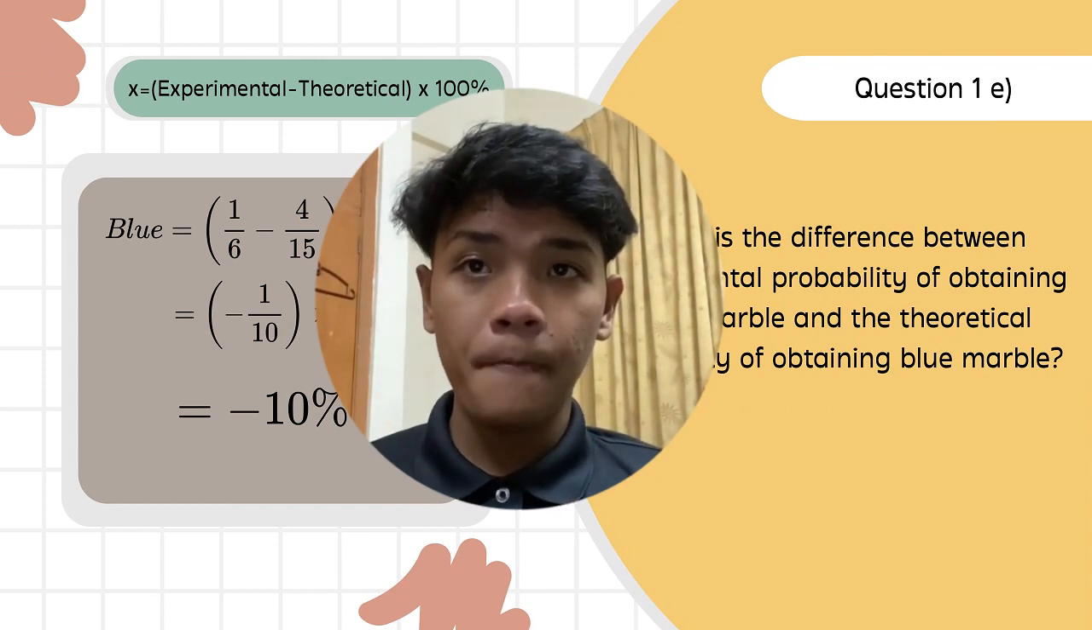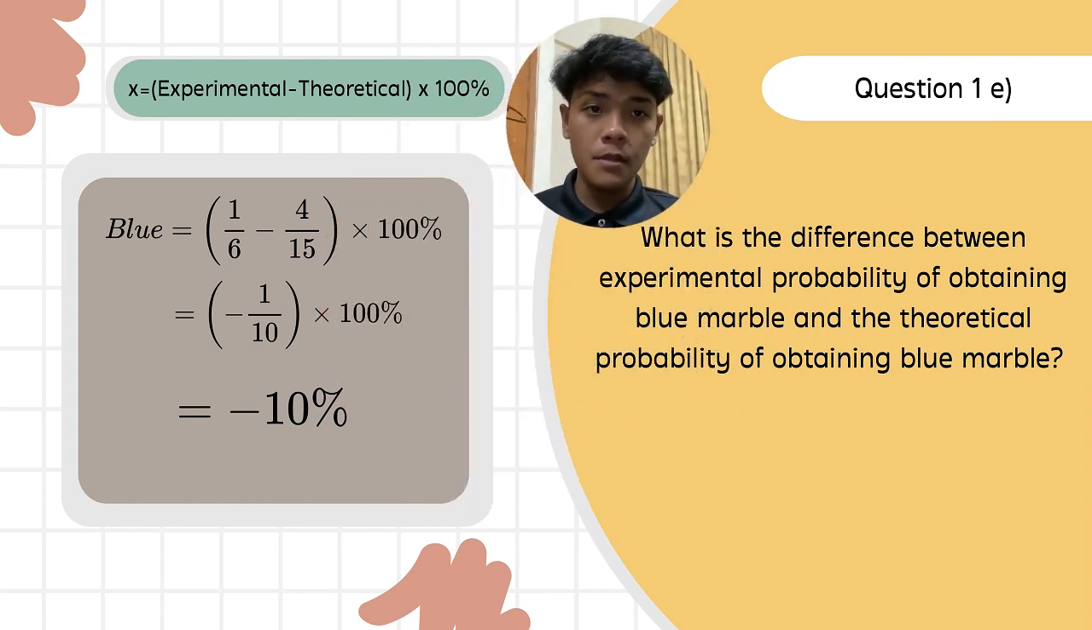For question E, what is the difference between the experimental probability of obtaining a blue marble and the theoretical probability of obtaining a blue marble? The formula for this question is the difference between experimental probability and theoretical probability, equal to experimental probability minus theoretical probability times 100%. For the blue marble, we got 1 over 6 minus 4 over 15 times 100%. So the answer we get is negative 10%.